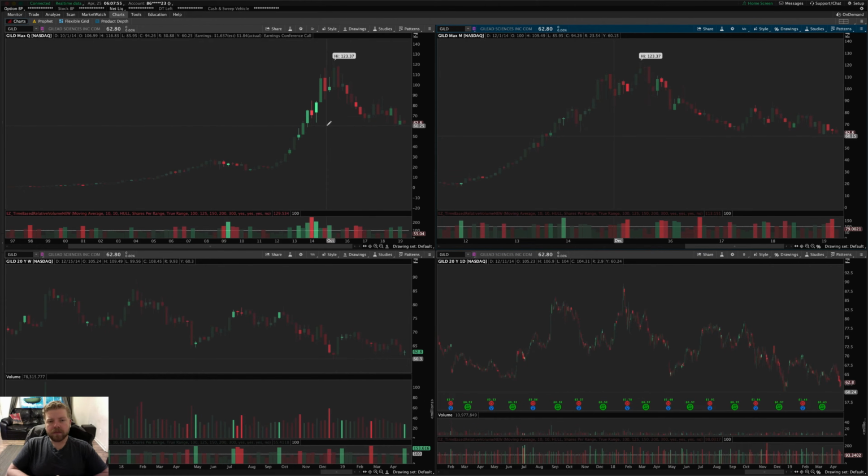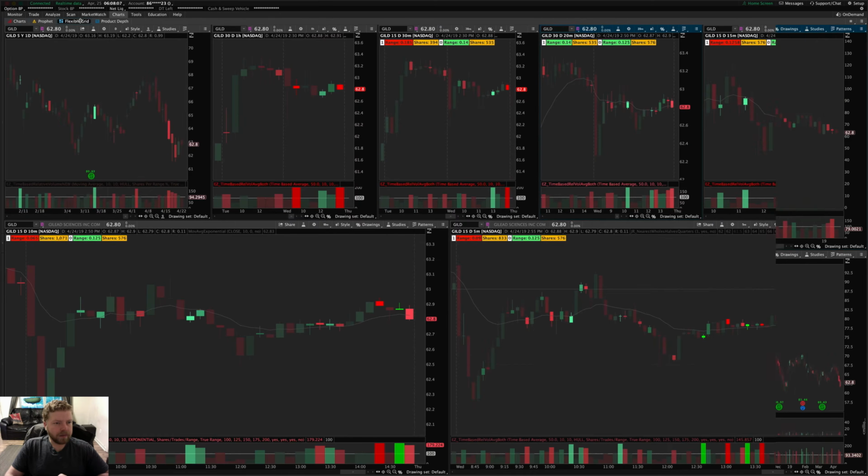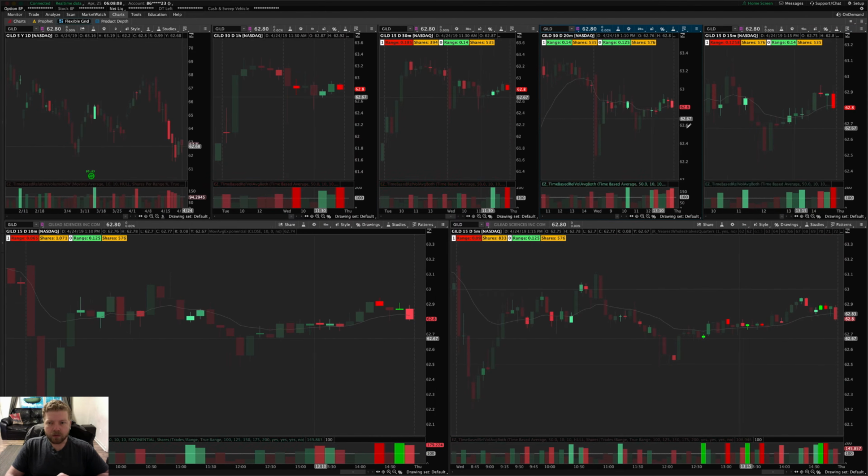So it makes trading the smaller time frames easier if I get into a trend on a larger time frame chart. So that is the idea behind it. I keep my 30 and 20 and 15 up here, and then I try to find my entries on the 5 and 10. And sometimes I take an entry on the 15 or something like that.